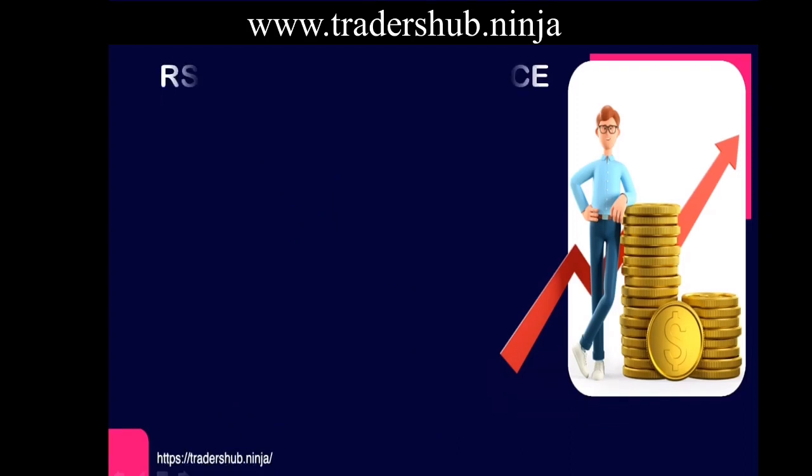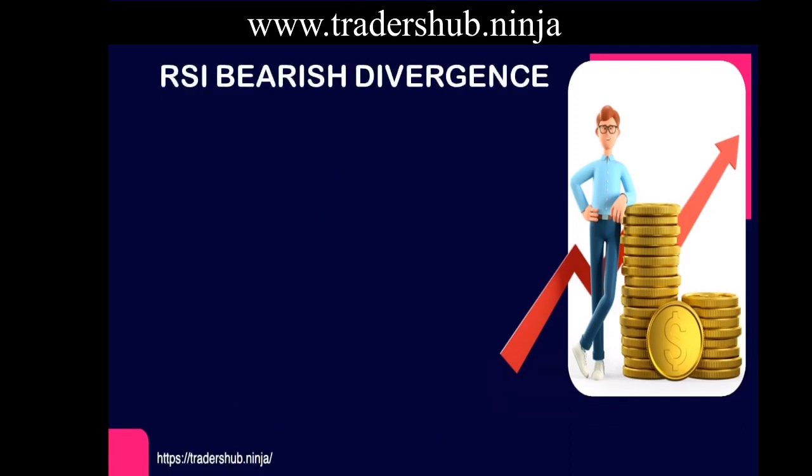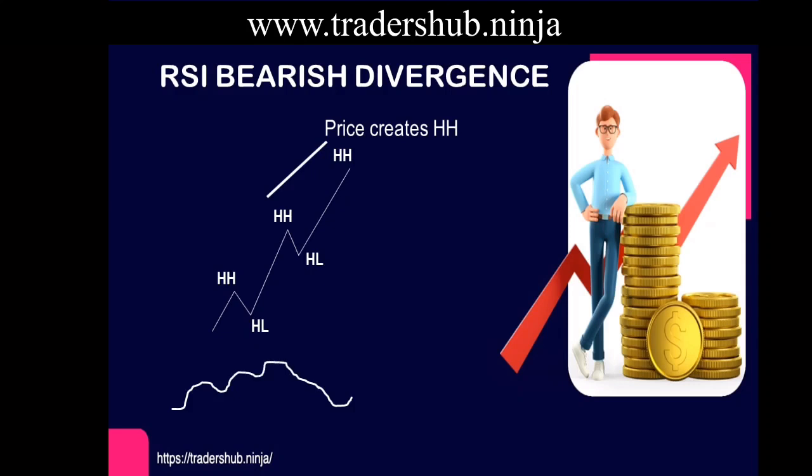And the next one is RSI bearish divergence. Previously, there was a strong uptrend in the market, characterized by higher highs, followed by a pullback, resulting in higher lows. The market continued in the trend direction, achieving higher highs, followed by a pullback, resulting in higher lows. Towards the end of the uptrend, the market was making higher highs, but RSI was displaying lower highs.